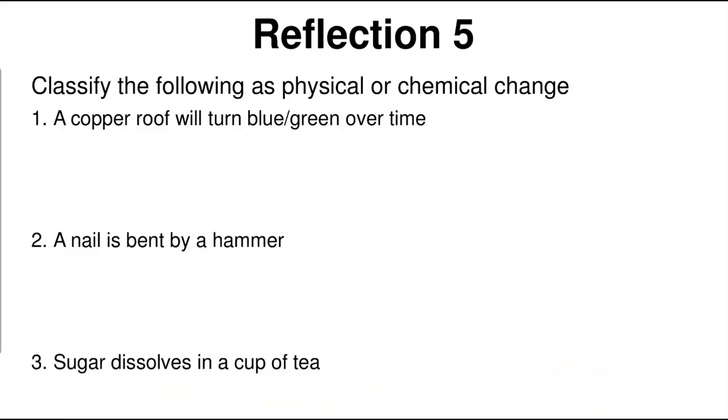Let's take more examples here before we leave. Classify the following as physical or chemical change. Again, we're going to put C or P. A copper roof turns blue here is a chemical change because copper here is undergoing also a type of rusting. That's why it changes and turns blue over time.